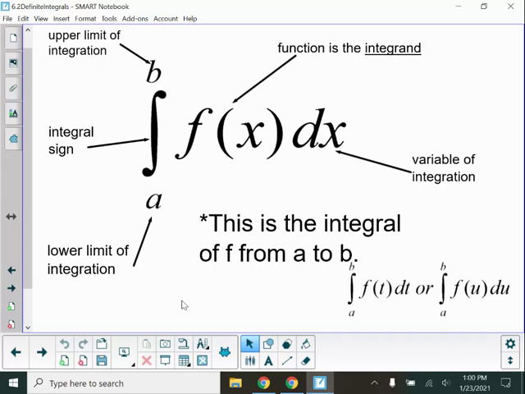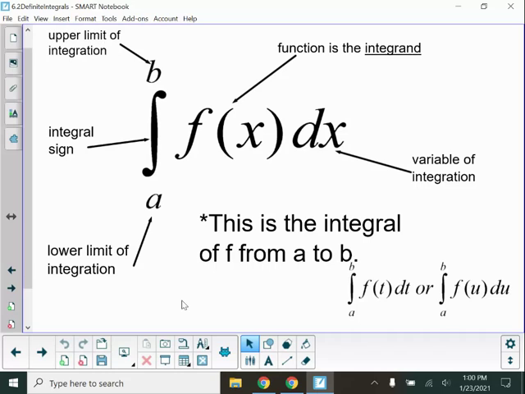The function is what we call the integrand, so that's what you're actually going to be finding the antiderivative of, and then the d, whatever variable is there, that is the variable of integration. So with this particular setup, we would be integrating with respect to x. So if you were stating this, this would be the integral of f from a to b. You always start at the bottom and end at the top.